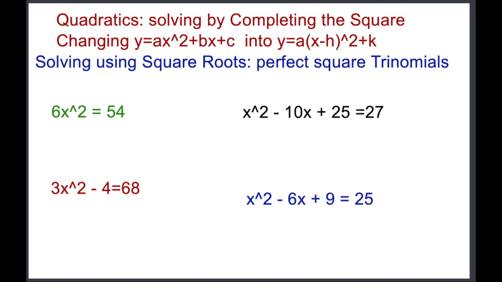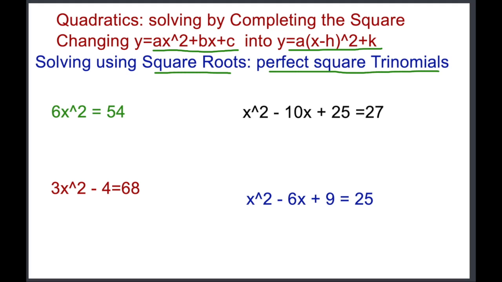We're continuing our discussion on quadratics. This particular lesson is on solving by completing the square. In reality, we are changing the standard form, y equals ax squared plus bx plus c, into vertex form with an a, an h, and a k. Of course, h and k are the vertex.